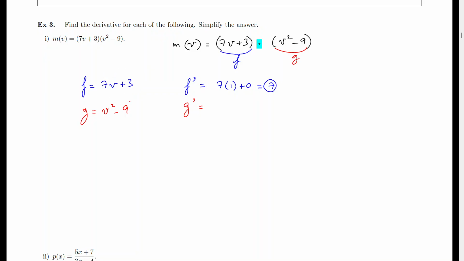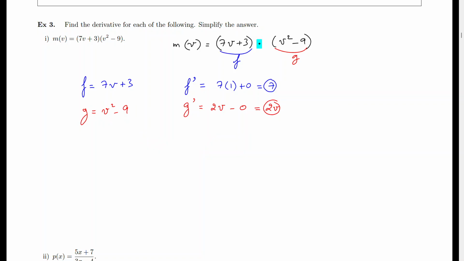Same thing again with the v squared minus 9. What's the derivative of v squared minus 9? I'll write it off to the side. The derivative of v squared is going to be 2v. The derivative of 9 is 0, because 9 doesn't have any letters. And that's the same thing as 2v. That's the thing I will keep in my mind.